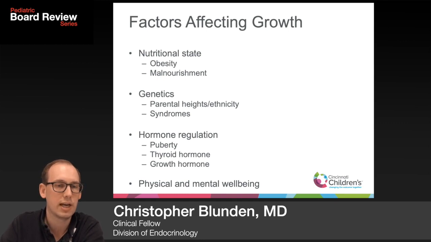Hormone regulation, so the timing and duration of puberty, thyroid hormone function, growth hormone function, which we'll talk about in a moment, have an impact on the child's growth. And then their physical and mental well-being. Children with chronic illnesses will not grow as well because they're using their metabolic function towards fighting illness and inflammation. And then children who are neglected or have depression or other chronic psychological conditions, that can also affect their ability to achieve normal childhood growth, and all of these are factors that should be taken into consideration when evaluating growth velocity in children.